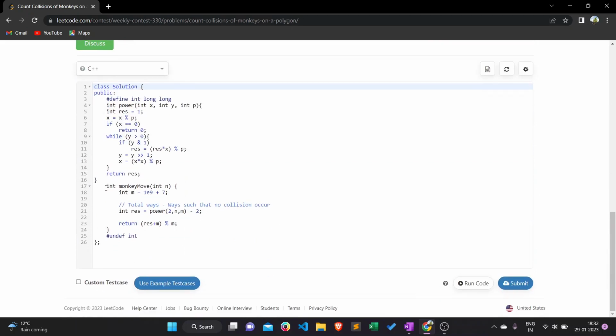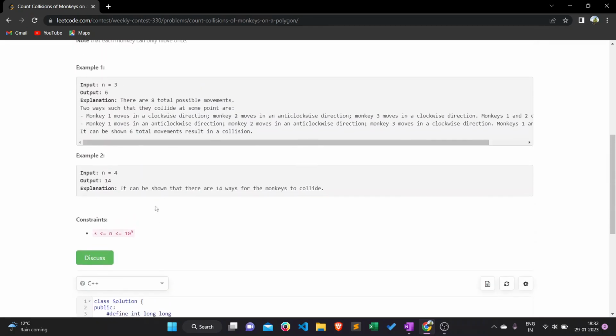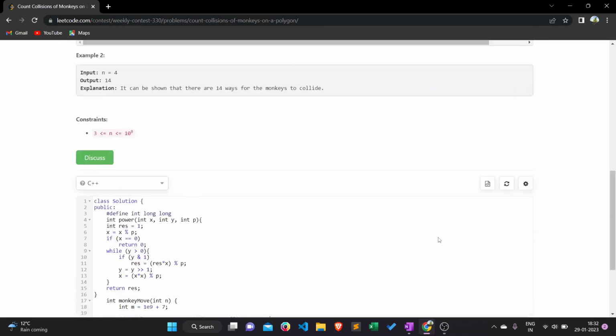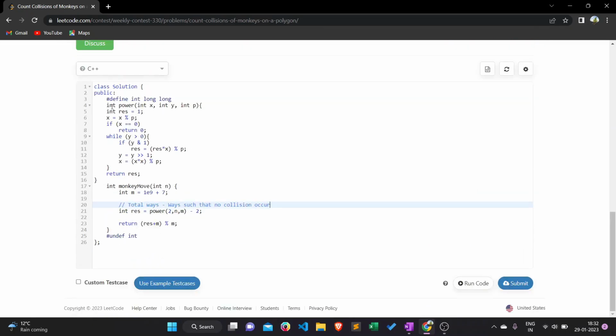This is our function which we have to implement. I have written here total ways minus ways such that no collision occurs. For total ways you have to find 2 raised to the power n, and since it can be large, you have to find it modulo 10 raised to the power 9 plus 7. This is a modular exponentiation function, you can read more about it.